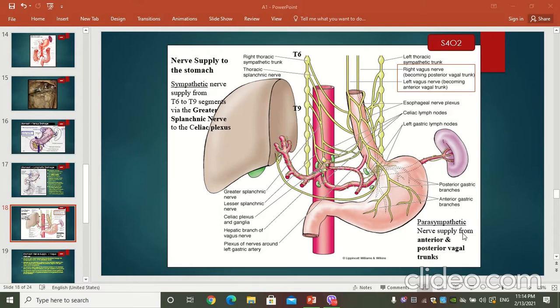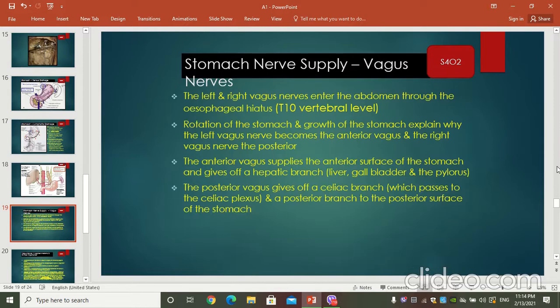Parasympathetic nerve supply is through anterior and posterior vagal trunks. Stomach nerve supply through the vagus: the left and right vagus nerves enter the abdomen through the esophageal hiatus at level T10. Relation of the stomach and growth of the stomach explain why the left vagus nerve becomes the anterior vagus and the right vagus nerve the posterior. This is because of the rotation during embryological development of the gut.